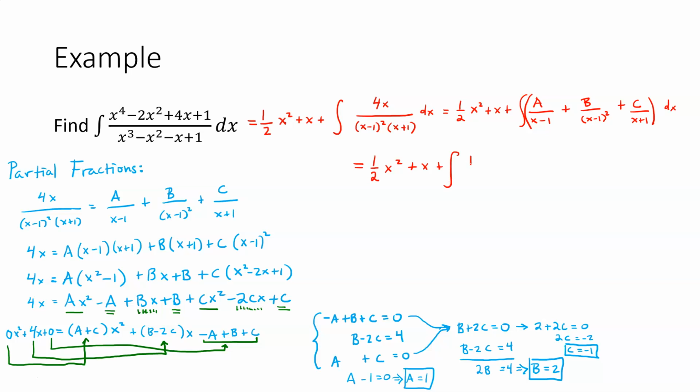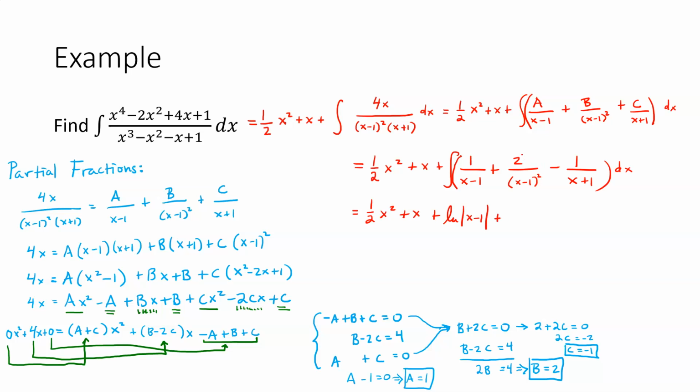So a we found was 1. b we found was 2. And c we found was negative 1. And now we can just integrate each term separately. The integral of 1 over x minus 1 will be ln of x minus 1.